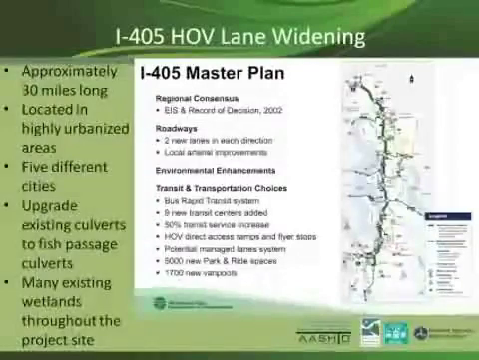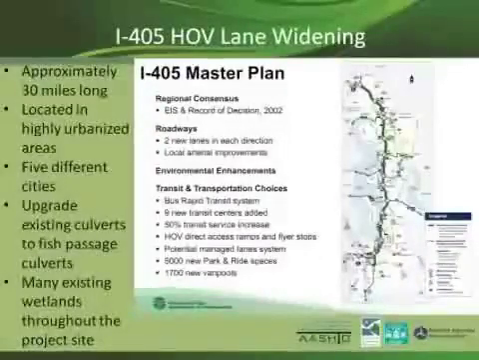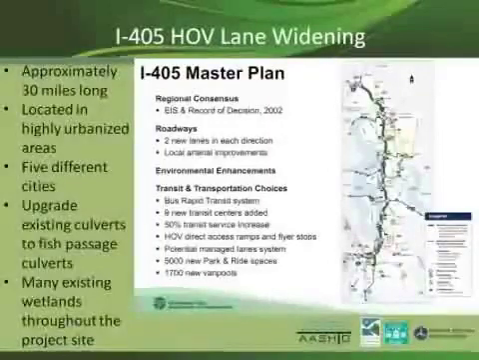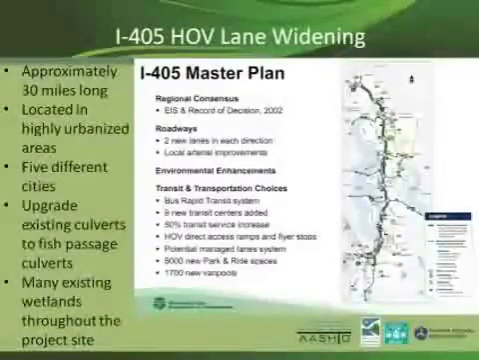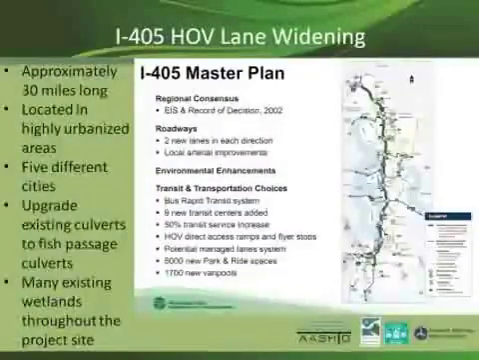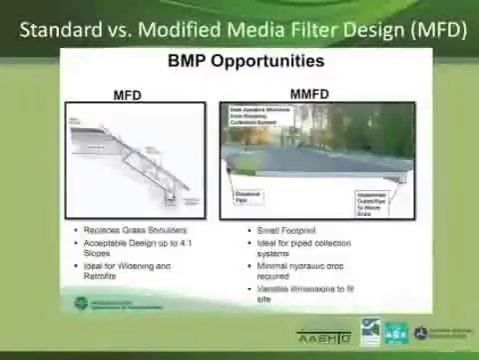This one is a different project. The I-405 corridor program is an HOV lane widening. The entire corridor is about 30 miles long. It goes through 5 different cities located in a highly urbanized area. We estimate the construction cost for the BMPs is about $1 billion. There are many existing wetlands in this corridor. Next slide.